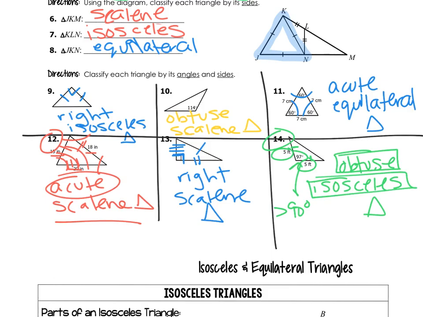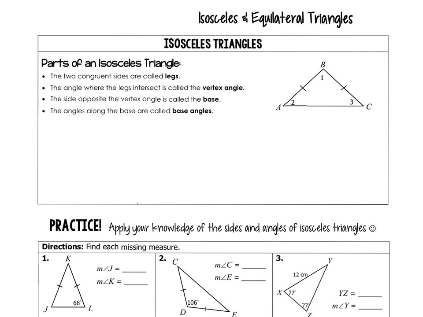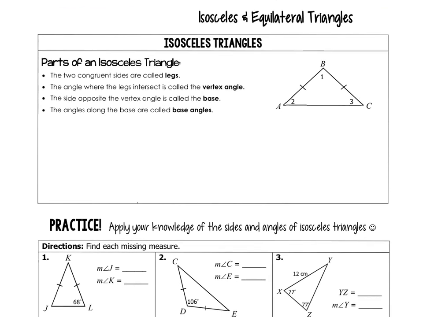All right, so hopefully you got the same answers as me here. We are going to move on to just a little bit more vocabulary with isosceles and equilateral triangles. So just to run through this here. Parts of an isosceles triangle. In an isosceles triangle, I know it's a weird word to spell, we have 2 congruent sides called the legs. So here would be our legs.